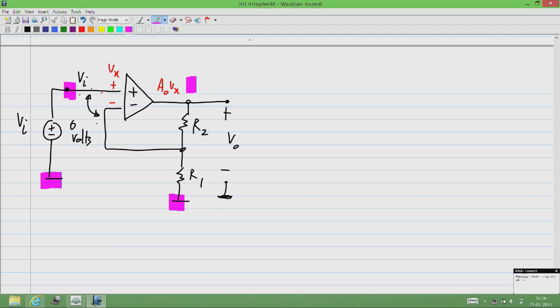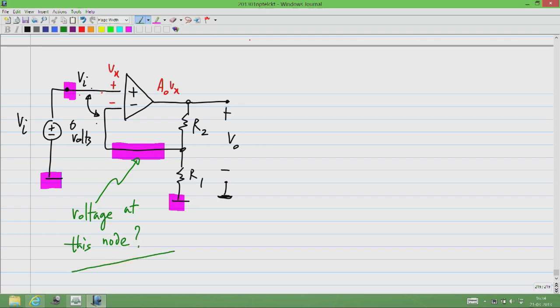So now let's try to reanalyze this circuit using the concept of the virtual short. Okay. So if there is 0 volt between these two nodes, what is the voltage at this node? What is the voltage at that node? So if there is a virtual short between the inputs of the op-amp, what is the voltage at this highlighted node? I will highlight it again, this node.